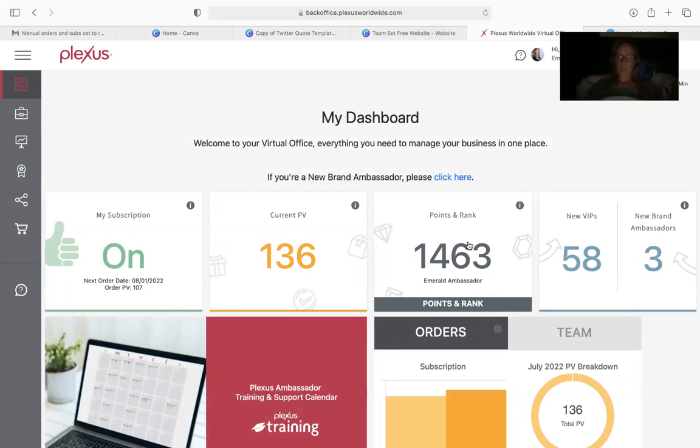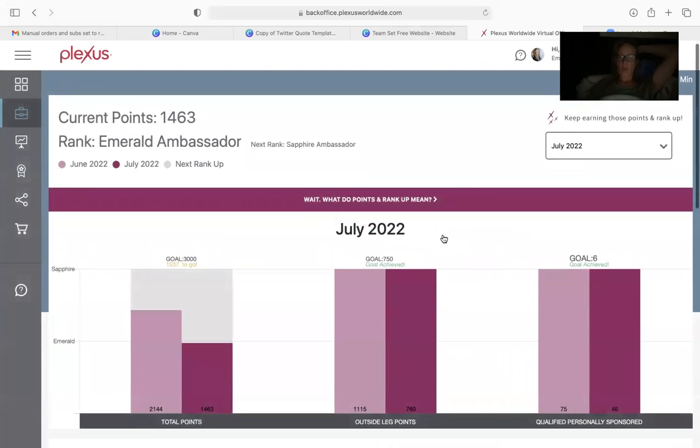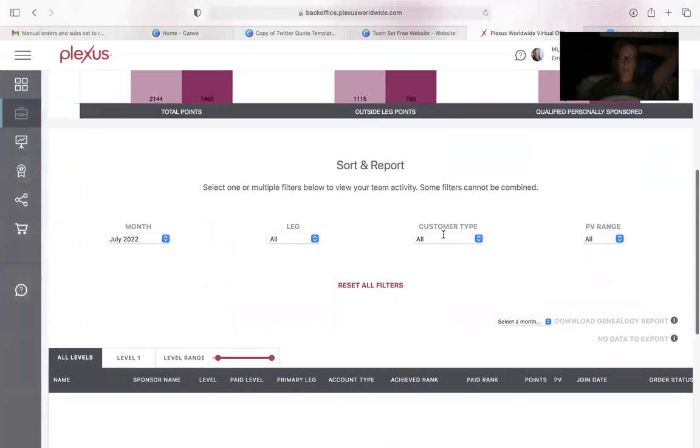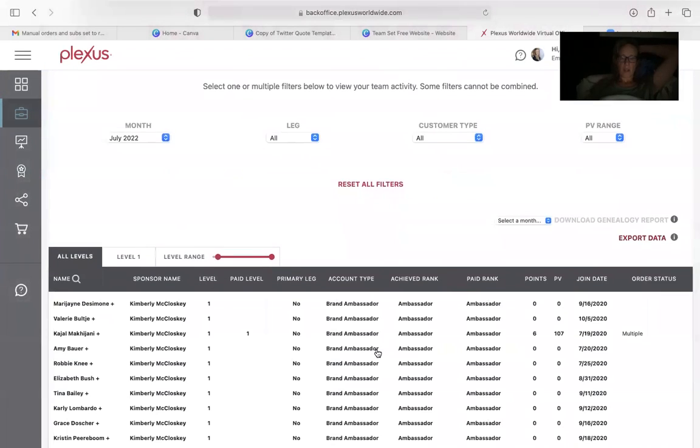So what you're going to do, I'm going to show you how to do this, is log into your online office, click on my dashboard, like the virtual office. And right here, next to the subscription and your current PV, you're going to click on points and rank. So once you're in points and rank, you're going to scroll down just a little bit and you guys are going to see load data here. Okay, these are going to be all the orders under you.